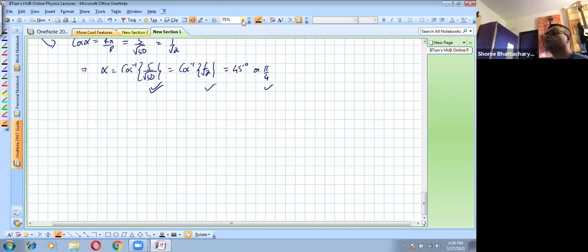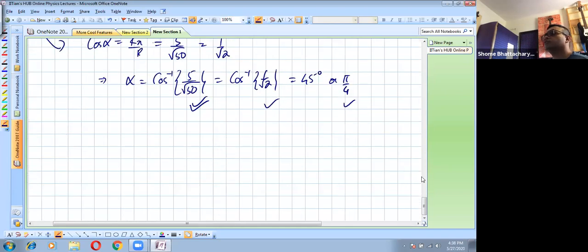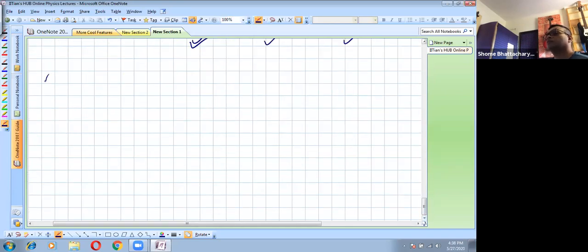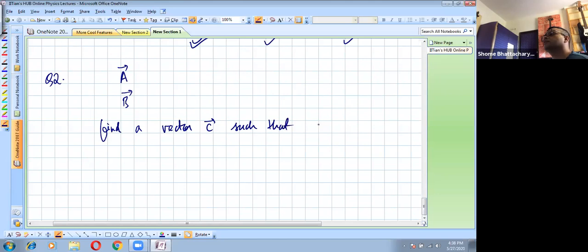Okay, so for question 2, we'll have to solve this way. Again, in question 2, two vectors are given to us, A and B, and it is asked to find a third vector, let's say C, such that the magnitude of that third vector is equal to the magnitude of B, and its direction is parallel to A. So this is what we have to do.